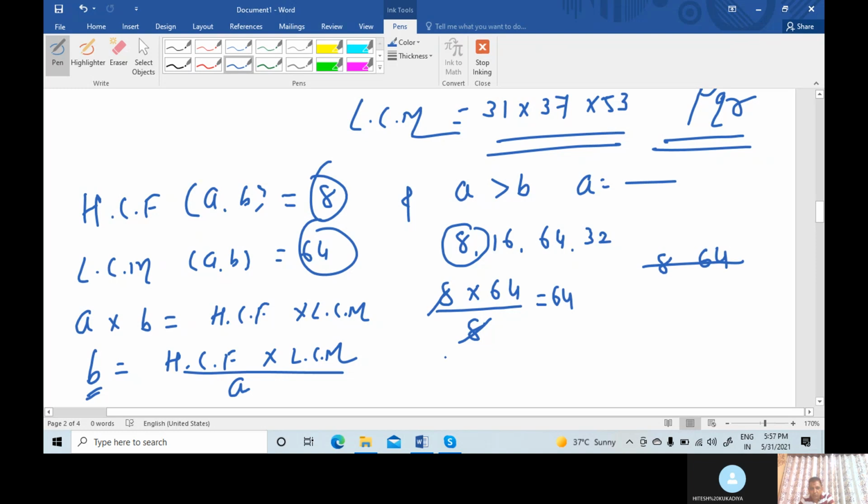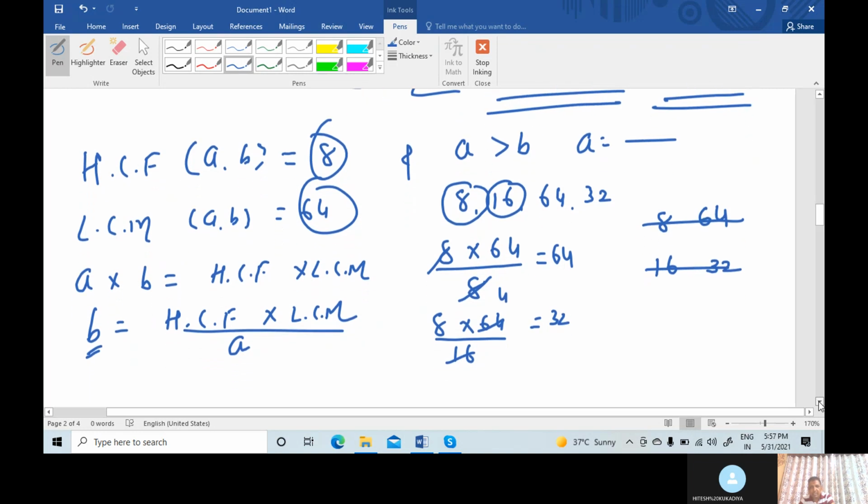Now the second value, numerator is fixed, 8 into 64. Now suppose we take A equal to 16. So 16 fours are 32. So we put here A equal to 16, we get the answer 32. So again not possible because the condition is A greater than B.